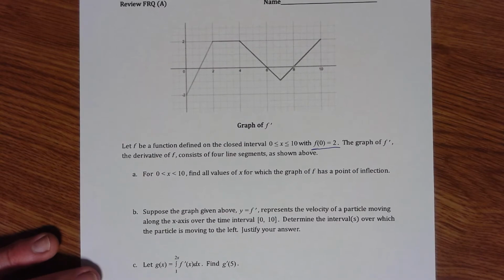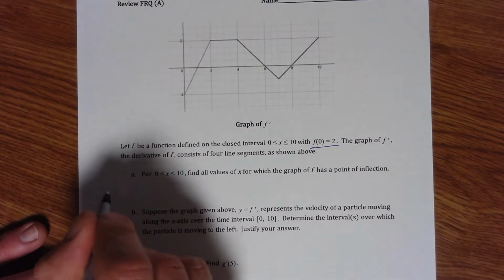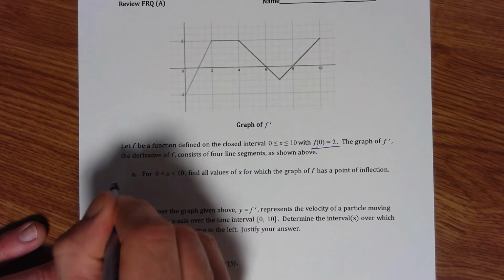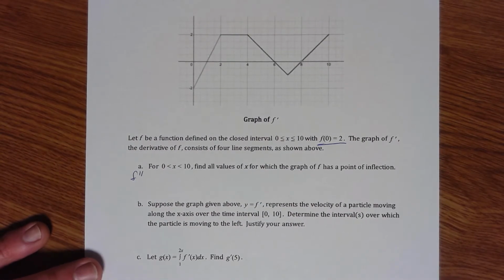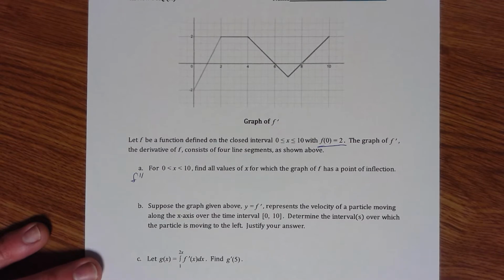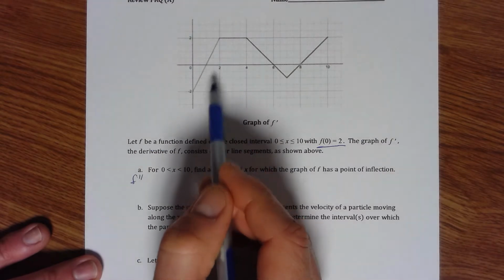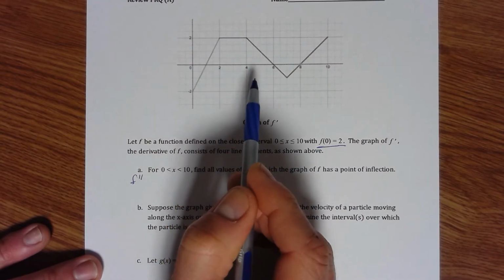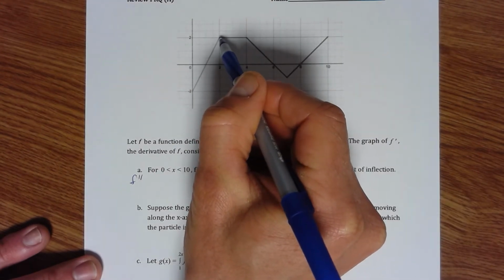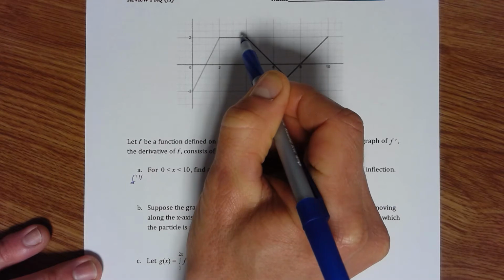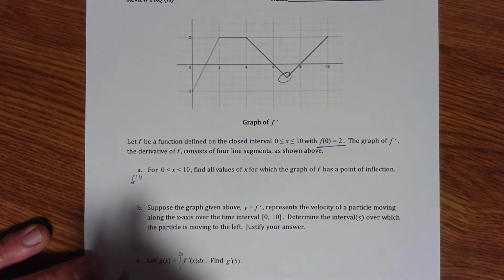Part A. On the interval 0 to 10, find all values of x for which the graph of f has a point of inflection. So remember, for the graph of f to have a point of inflection, we're looking for a change in sign of the second derivative. So if we're using the graph of f prime, we're looking for where f prime changes directions. There is a sharp turn here, but f prime is not changing directions. It's going from increasing to constant, decreasing. So the only place where f prime changes directions is right there.